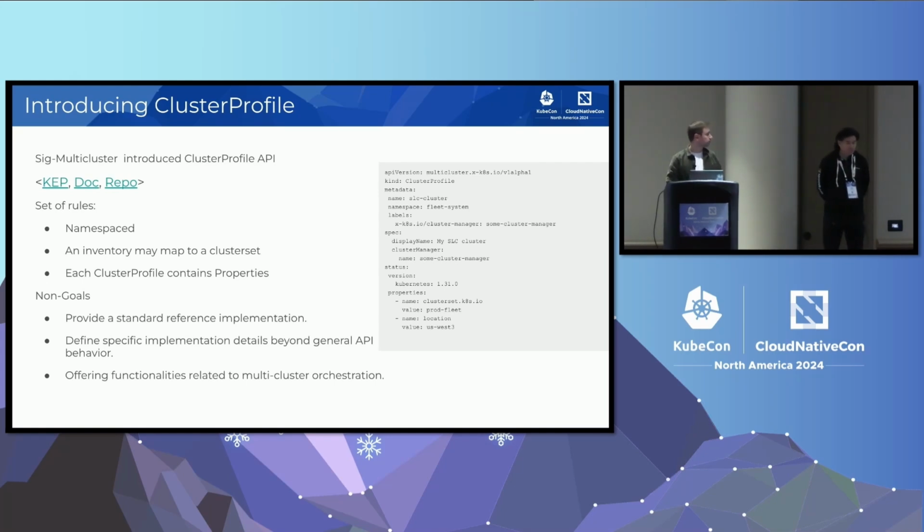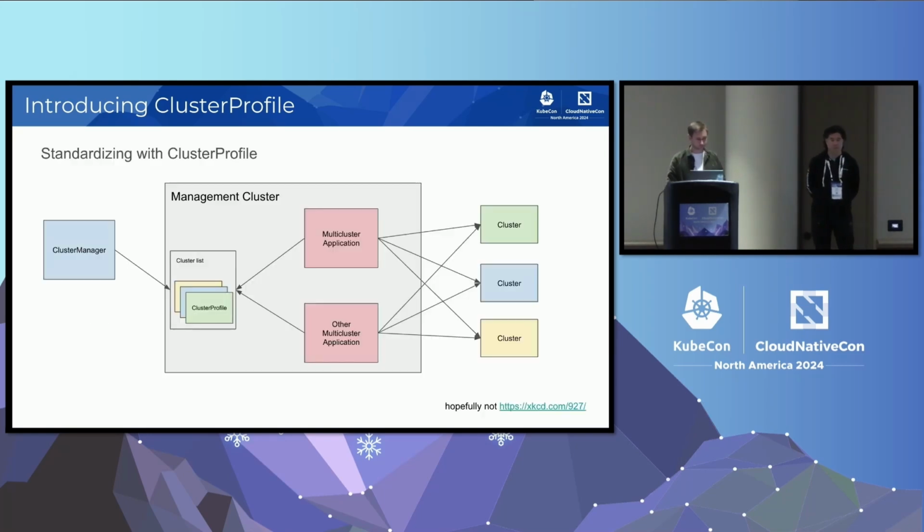The second non-goal is we didn't want to dig into provisioning. This API reflects the cluster. It's kind of a pointer to a cluster, if you will. It is not the cluster itself. It's not the cluster object, and it is not aimed to create the cluster for you. It's a reflection of the cluster after you've created it.